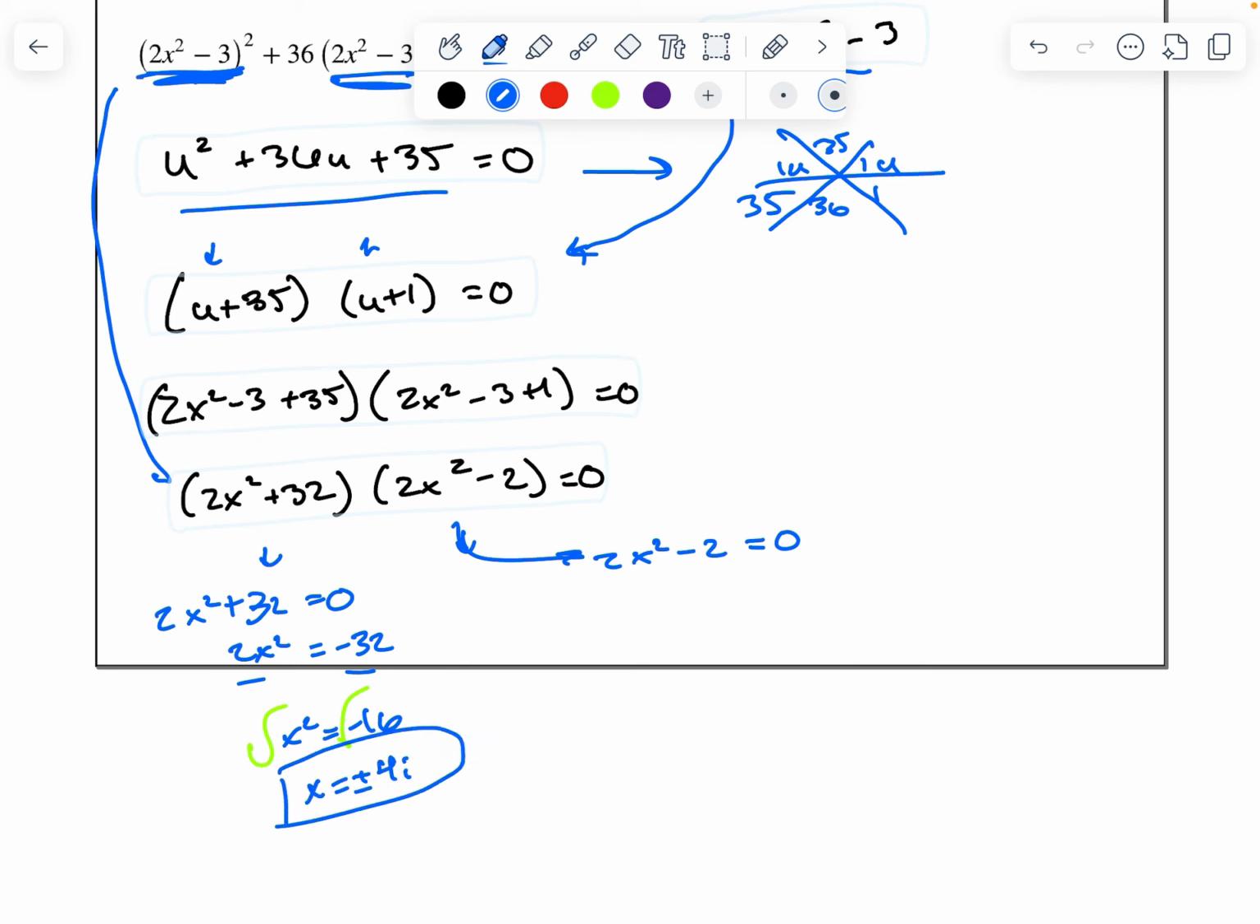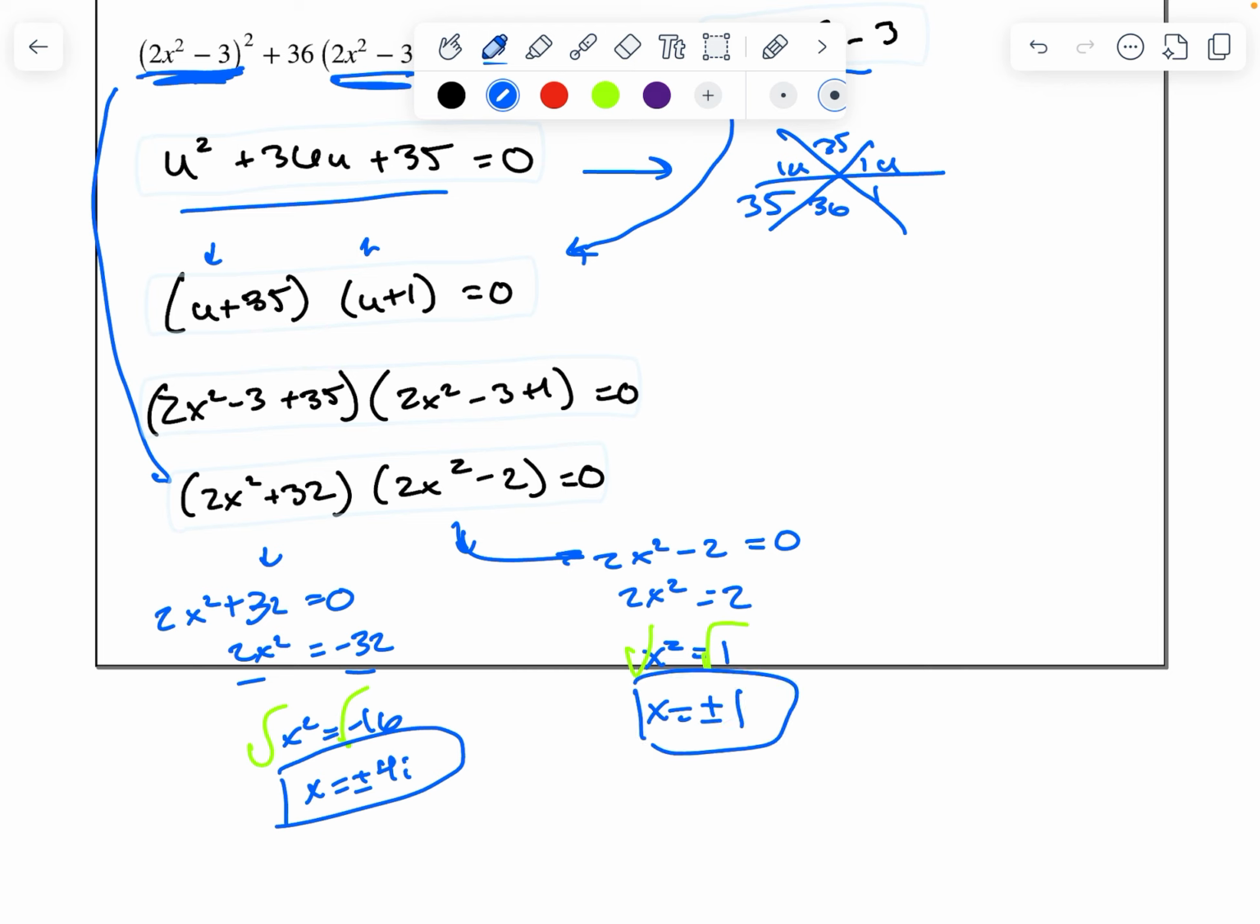That's two solutions. On this one, 2x squared equals 2. You can add 2 to both sides. You can divide by 2 on both sides and get x squared equals 1. And then, when you square root on both sides, you get x equals plus or minus 1.